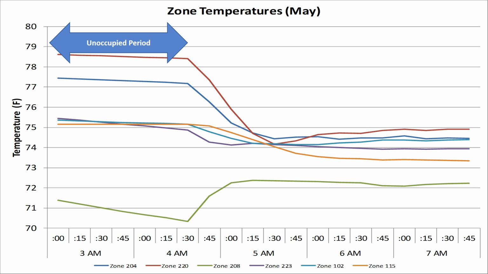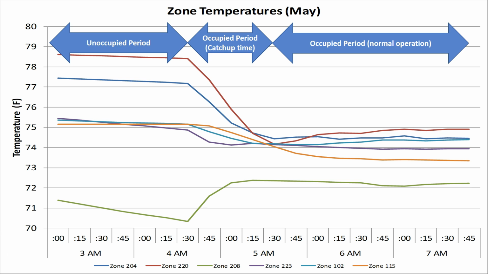As you can see from the graph, there were some zones that stayed warm during times when the AHUs were off. When the AHUs turn on at 4:30 a.m., the zones reach their operating temperatures in about 45 minutes. So for this facility, the catch-up time was approximately 45 minutes. However, people don't start arriving until more than 2 hours later, around 7:30 a.m. The AHUs are essentially running for 2 extra hours a day.